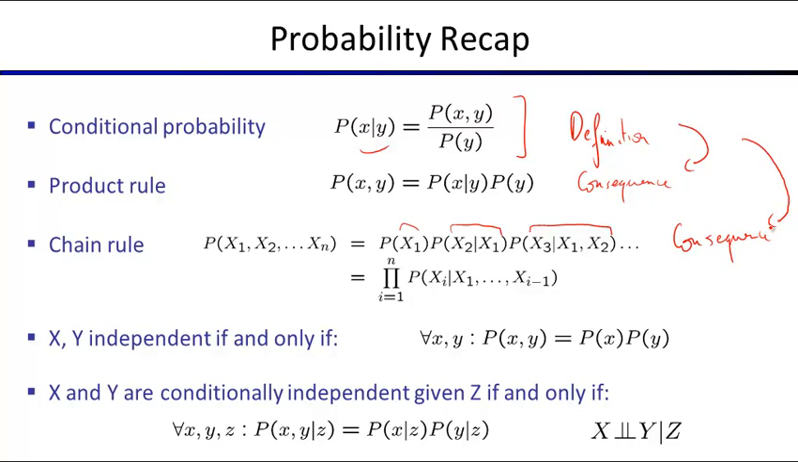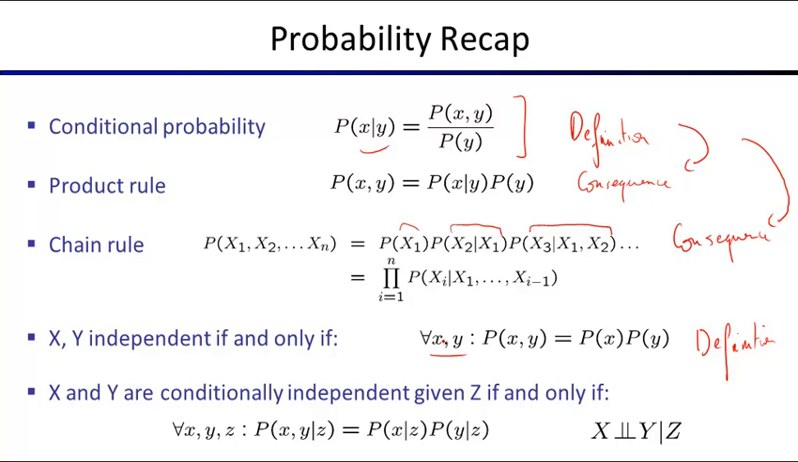Then another definition is we say that two random variables x and y are independent if the probability of x and y jointly is equal to the product of the probabilities of x and y marginally. And this has to be true for all x and y.